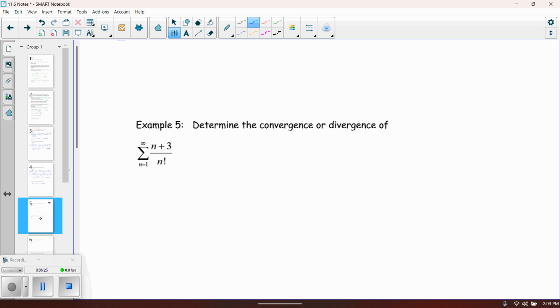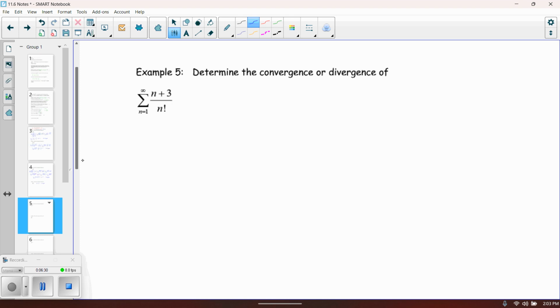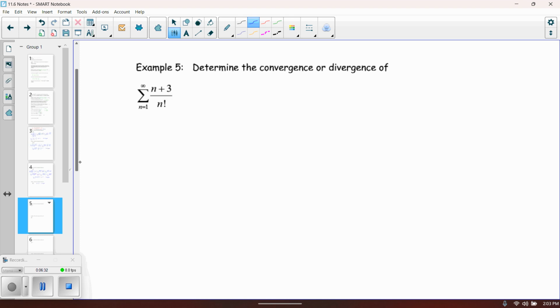Number 5, let's determine the convergence or divergence of n plus 3 over n factorial. Again, hypothesis should say, okay, the numerator is linear, where the denominator is a factorial. This should definitely converge. The denominator will grow really, really fast compared to the numerator. Let's show it. Is there any other test that we can use? Considering we have that factorial, probably not. So let's go ahead and use our ratio test.